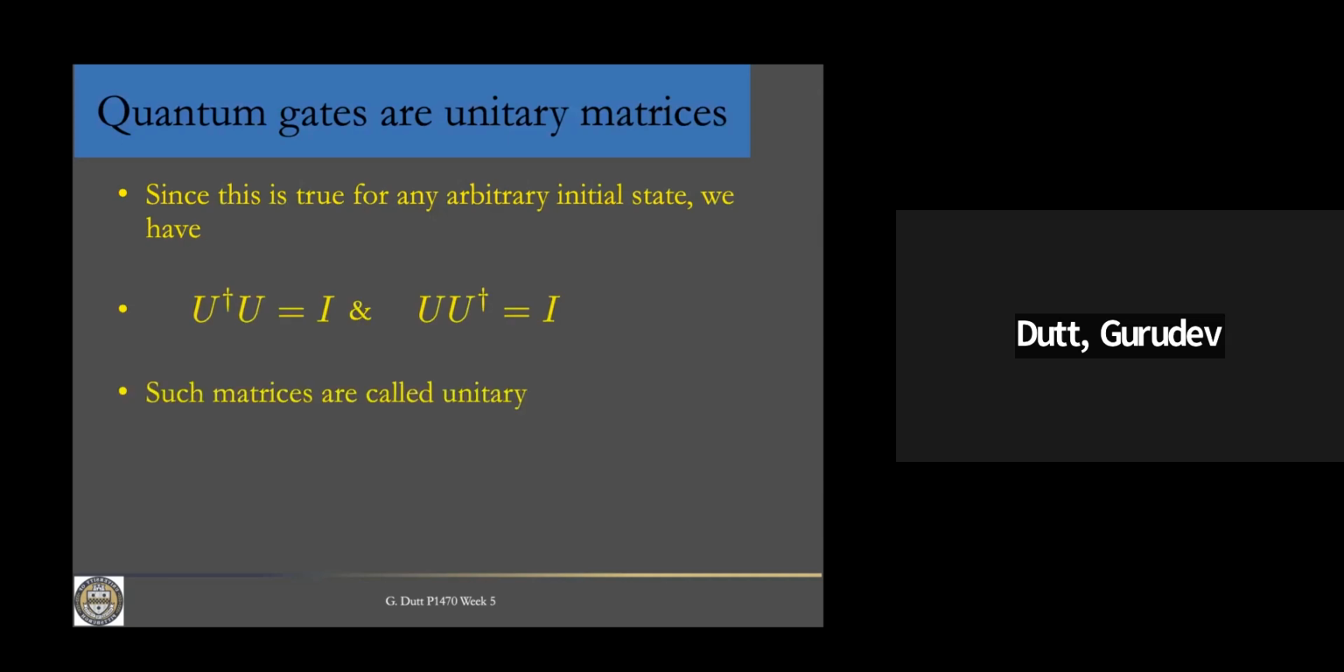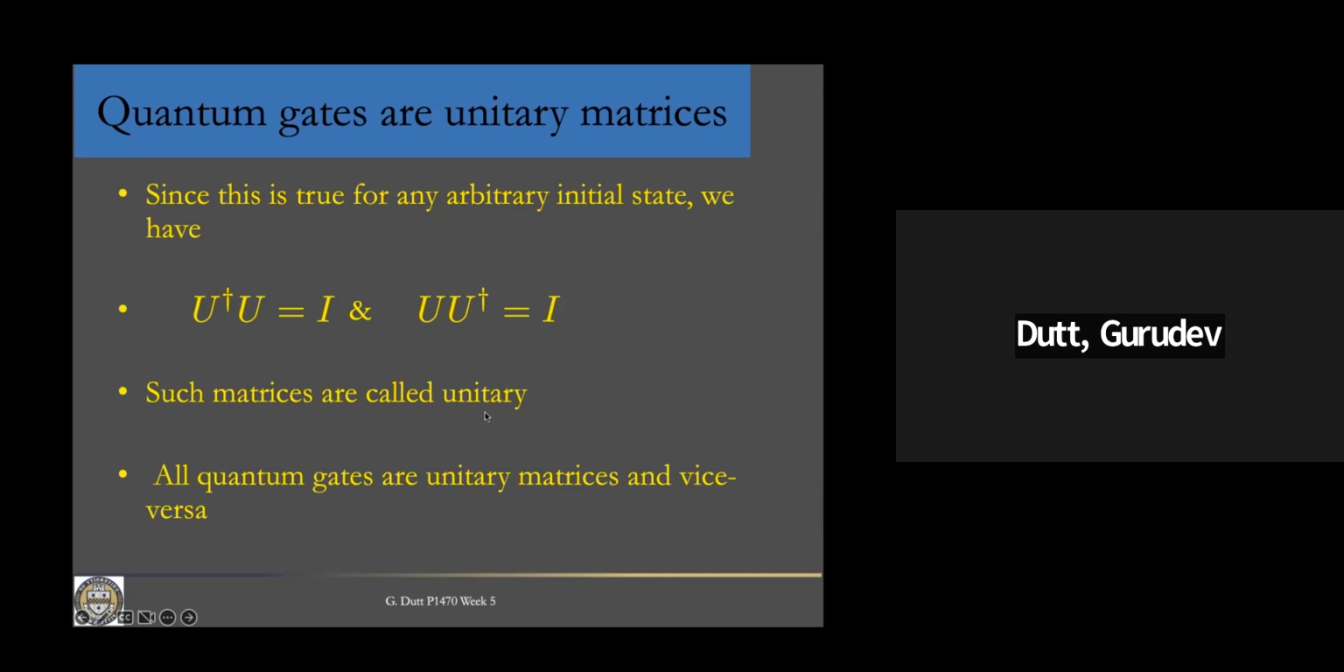So such matrices which satisfy this condition, U dagger U equals identity and U U dagger equals identity too, they're equivalent to each other. Such matrices are called unitary matrices. And all quantum gates, by our proof, have to be unitary matrices. And any unitary matrix, conversely, is a quantum gate. As long as I can write down a unitary matrix, it is some quantum gate. All right, I'll finish there.